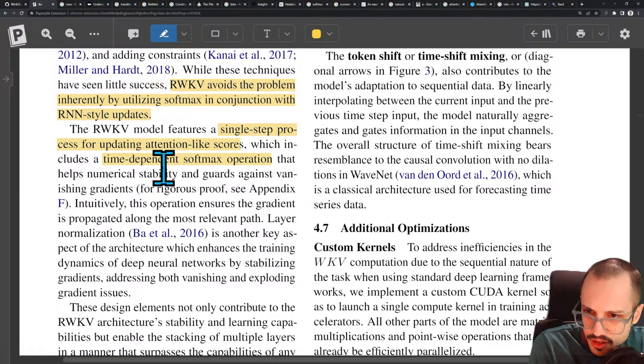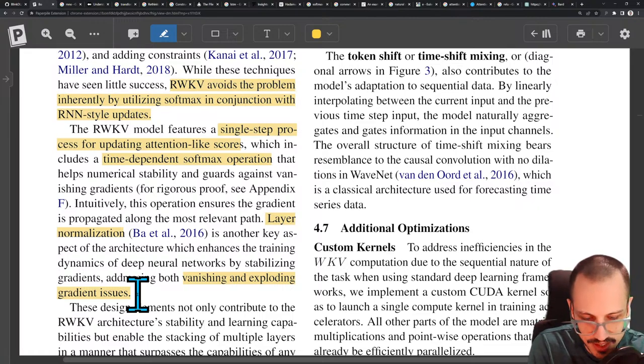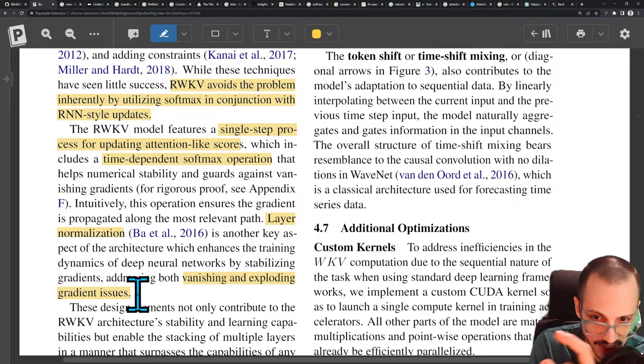Layer normalization is another key aspect of the architecture, which enhances the training dynamics of deep networks by stabilizing gradients. Okay, so how does layer normalization improve vanishing and exploding gradients? Because you basically normalize at every step. As your gradients go down through the layers, normally they can become smaller and smaller. You're multiplying smaller numbers by smaller numbers, and that is the vanishing problem. And multiplying bigger numbers by bigger numbers, that's the exploding problem. So by normalizing at every layer, you're bringing them back to something similar, right? So you're only multiplying 0.5 times 0.5 or 0.99 times 0.99, rather than multiplying 0.00001 by 0.00001 and so on.